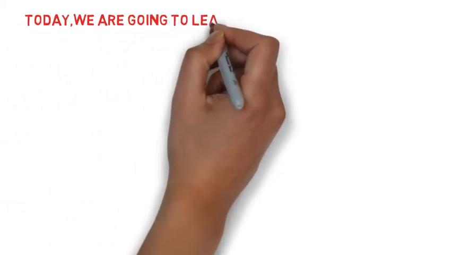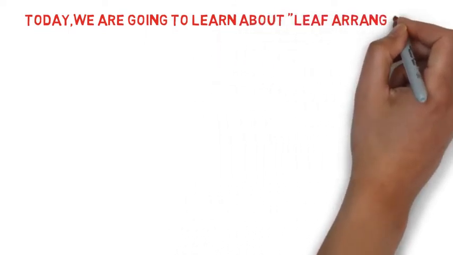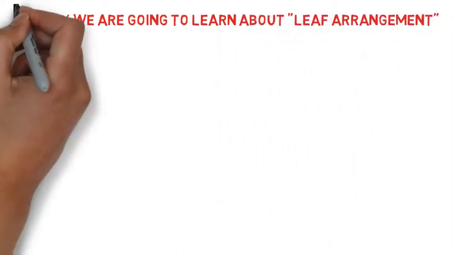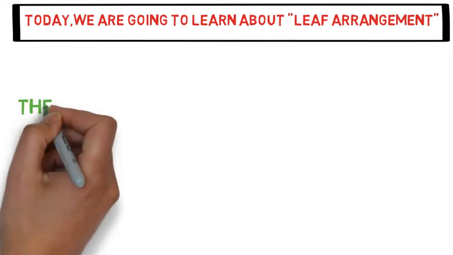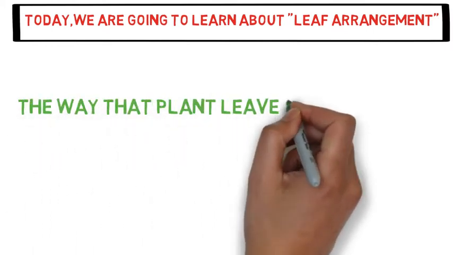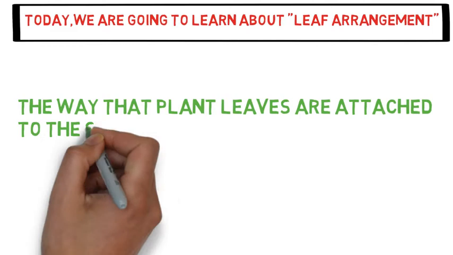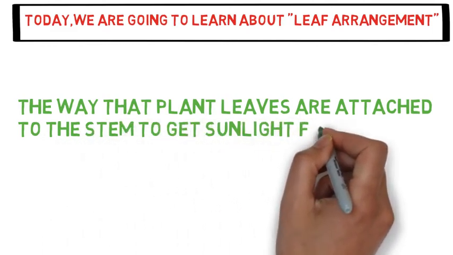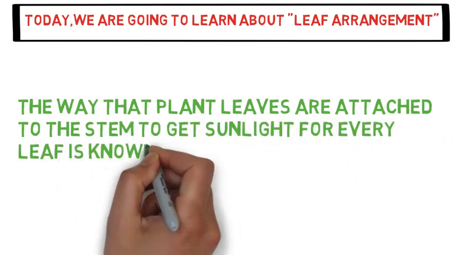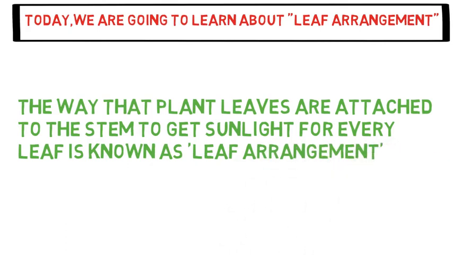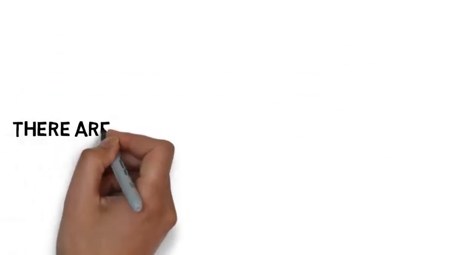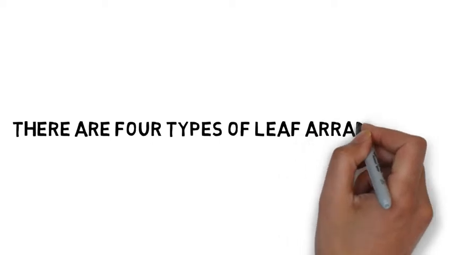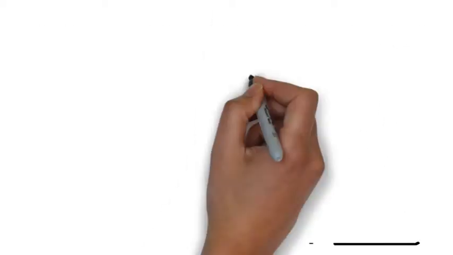Today we are going to learn about leaf arrangement. The way that plant leaves are attached to the stem to get sunlight for every leaf is known as leaf arrangement. There are four types of leaf arrangement.